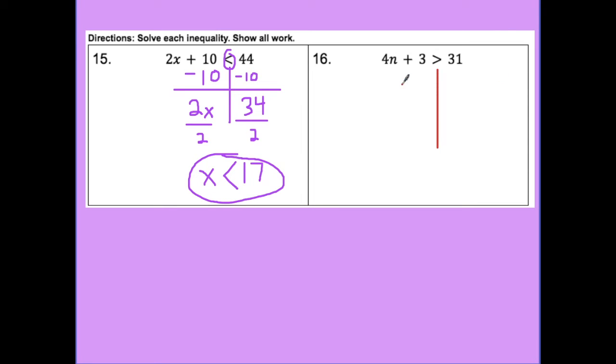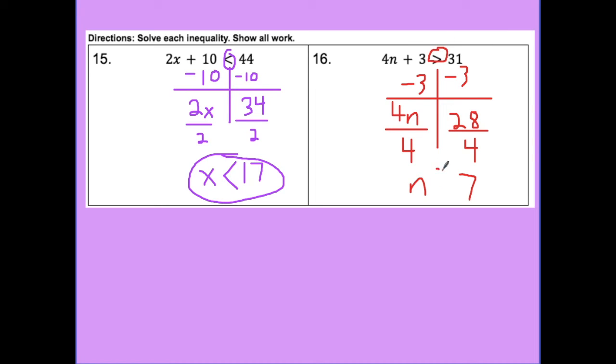Next one, same idea. Line down here to separate both sides. Opposite of plus 3 is minus 3. So I'm going to have 28 here. Over here I have 4n. So divide by 4 because that's 4 times n. And I get n, I get 7. We divided by a positive, so I have the same inequality sign as we started with. n is greater than 7.